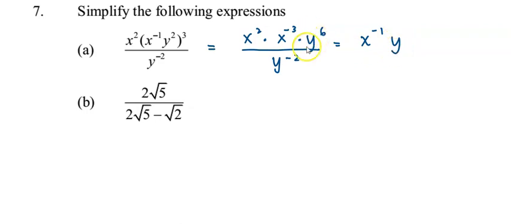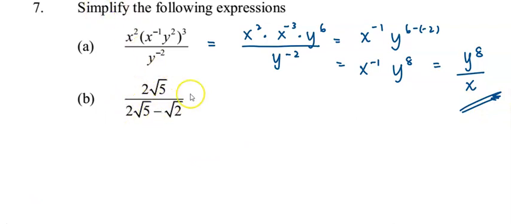And about this y, these two index numbers have the same base, that is y. Because the operation between them is a division, the power needs to be deducted. You get 6 minus negative 2. Later on, you will have x power of negative 1, y power of 8. Or you may rewrite your final answer as y power of 8 over x.